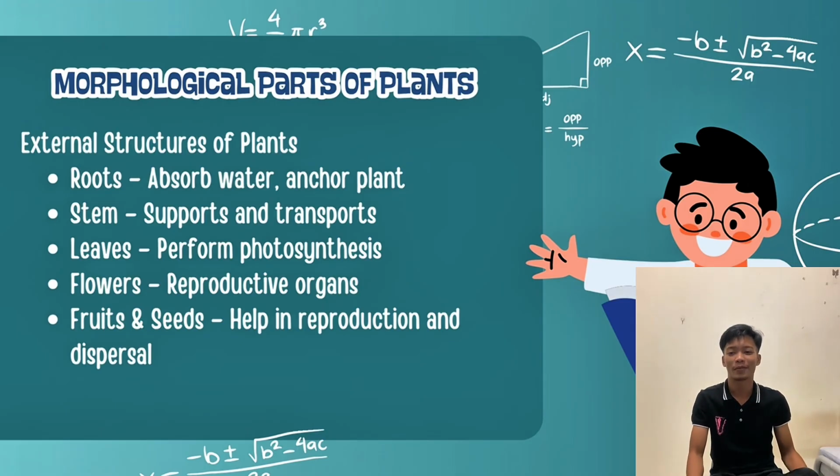Now I will present about plant morphology. Now let's look at plant morphology, or the external structure of a plant. We start with the root, which absorbs water and nutrients from the soil and anchors the plant firmly. The stem holds the plant upright and transports sustenance between root and leaf. Leaves are the main site of photosynthesis, where plants make their food using sunlight.